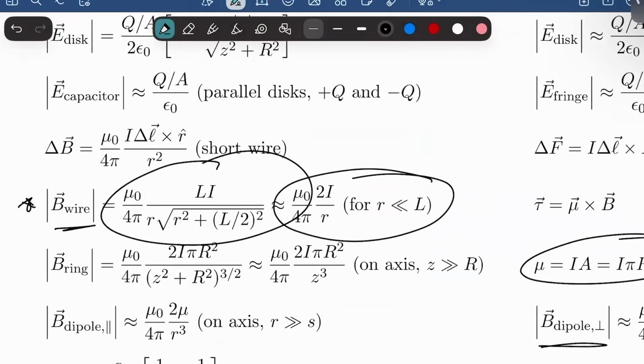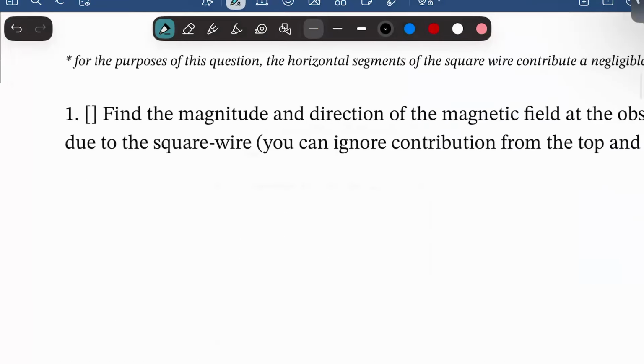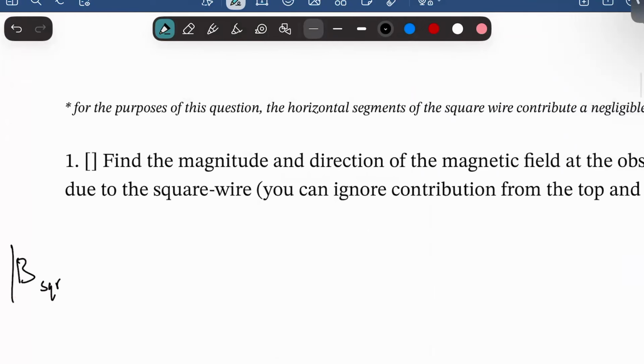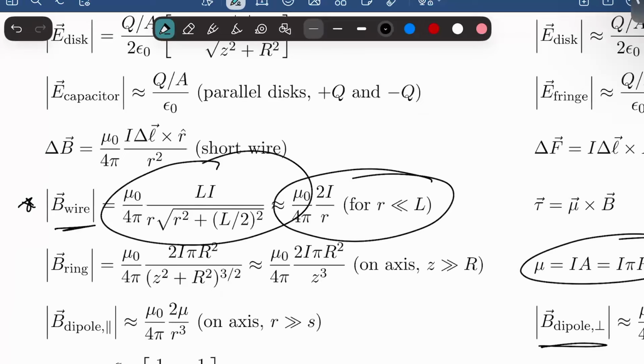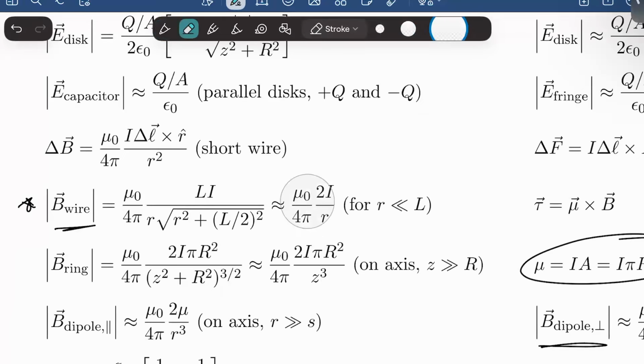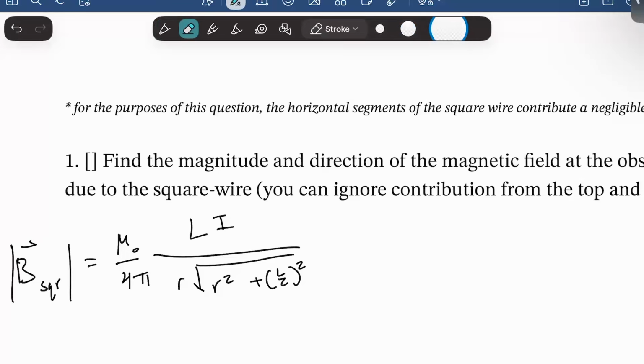Mu naught over 4 pi Li. So mu naught, and obviously this B, it's B wire, but we're gonna call it B square because of the context of the problem. So B square is equal to mu naught over 4 pi times Li over, I believe, R, and then R squared plus L over 2 squared, right? Just make sure we have the right formula. Li over R times R squared, blah blah blah.